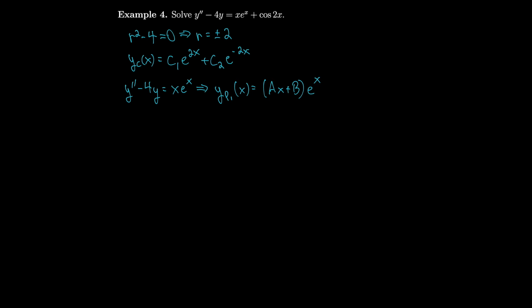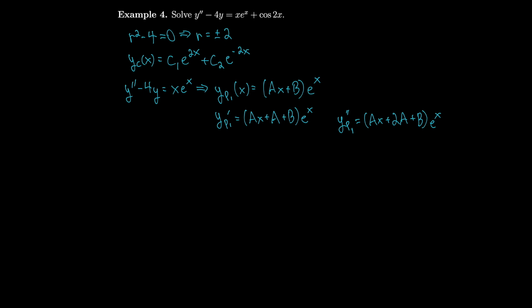And I'll take my derivatives so that I can see what the coefficients are for this solution. So we have yp1 prime equal to, by the product rule, ax plus a plus b times e to the x. And again, we do the product rule to get our second derivative. Oops, that should be 1. This should be 2. And this will be ax plus 2a plus b times e to the x.